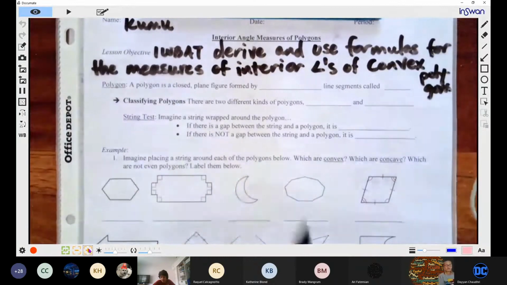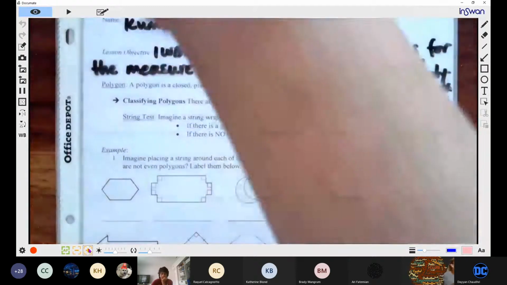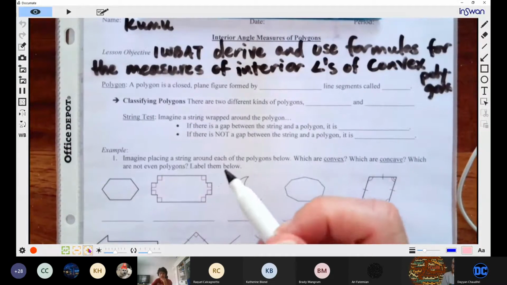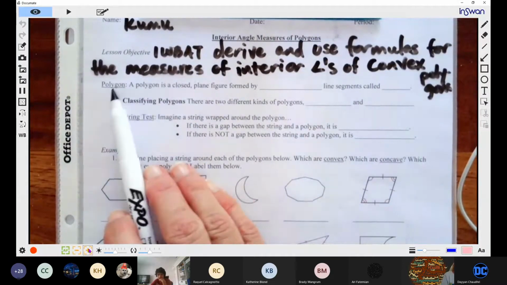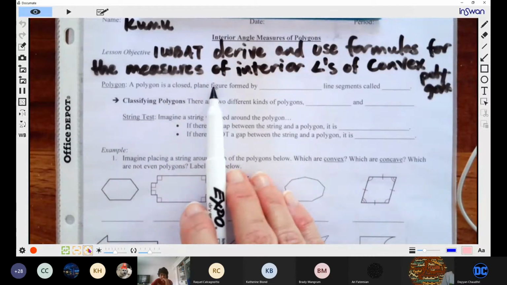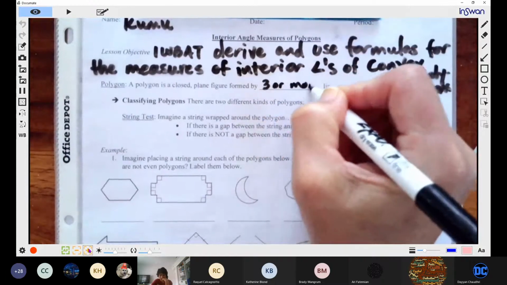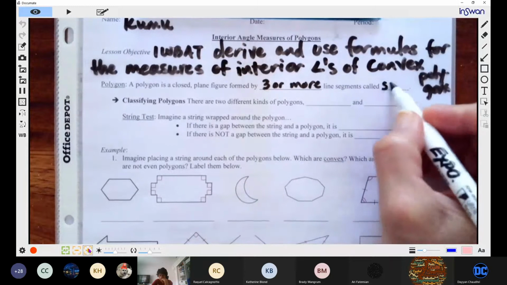This pen is supposed to be sharp, but it's way too fat, so I think I'm going to try to use my other. This one I think is a little better. All right. Remember, put your hand up or unmute yourself if you have a question. Otherwise, it's a fill in the blank, right? A polygon is a closed plane figure formed by 3 or more line segments called sides.